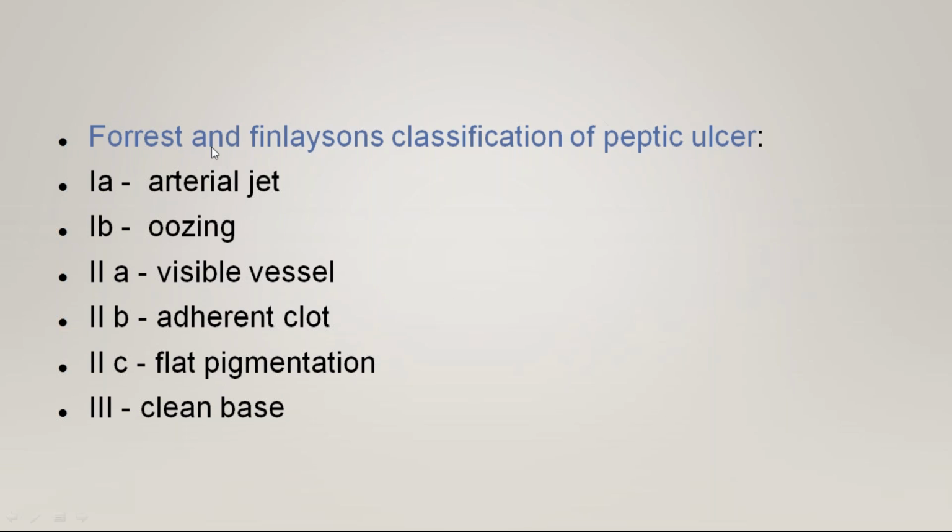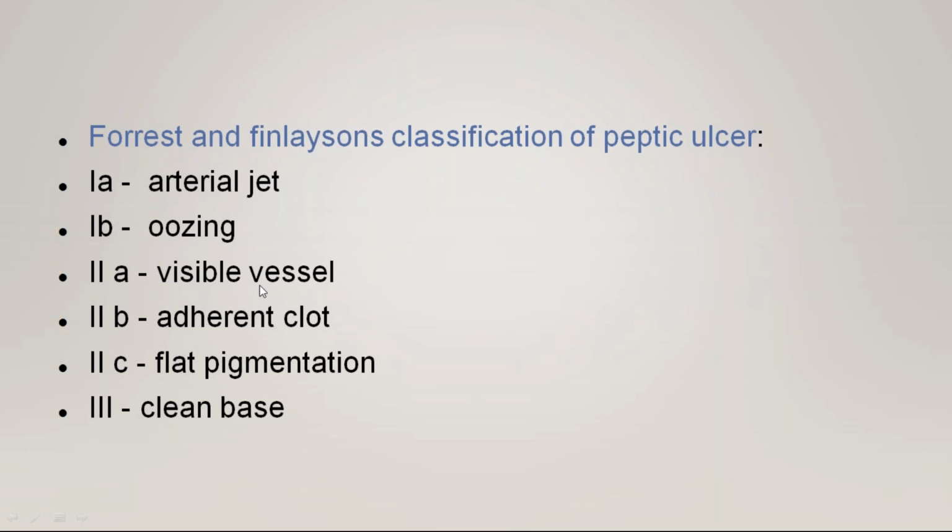So this is the classification which classifies the upper GI ulcers. This is called the Forest classification. It is divided into 1A. 1A means there is an arterial jet, that means an arterial spurt will be present. Whereas in 1B, only arterial ooze will be present.